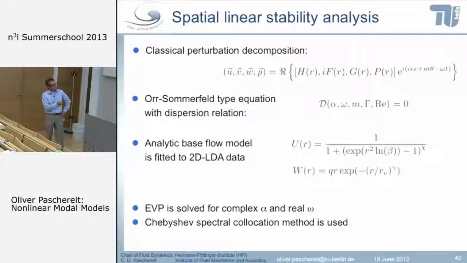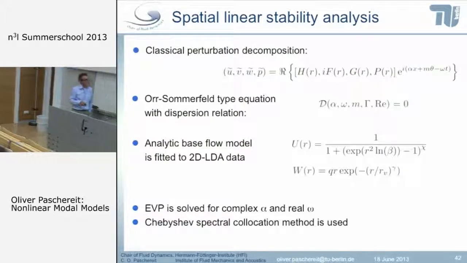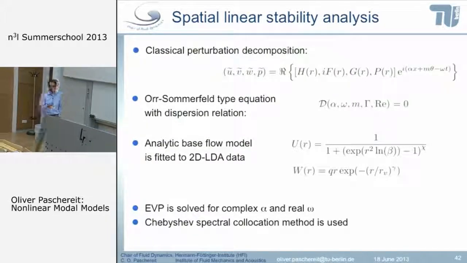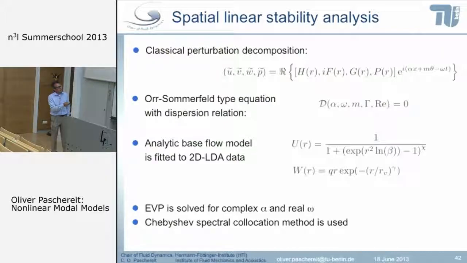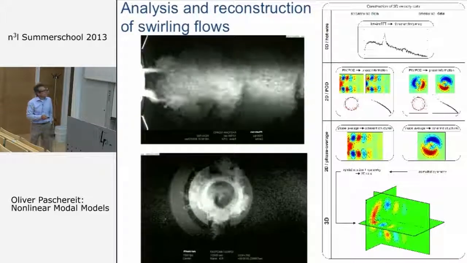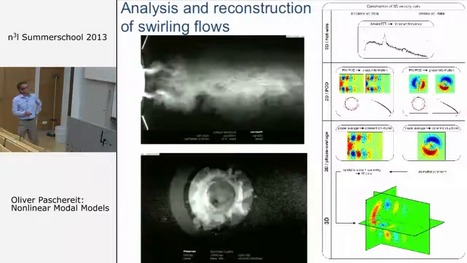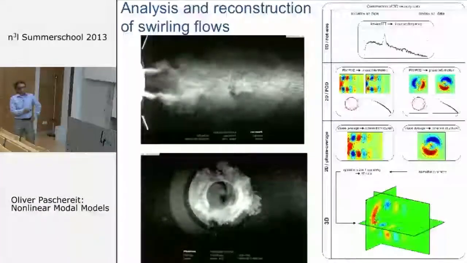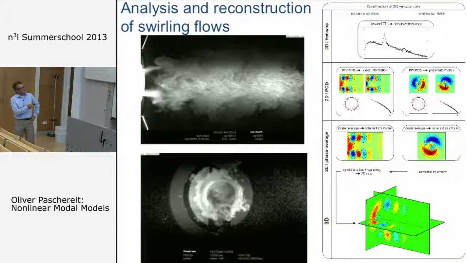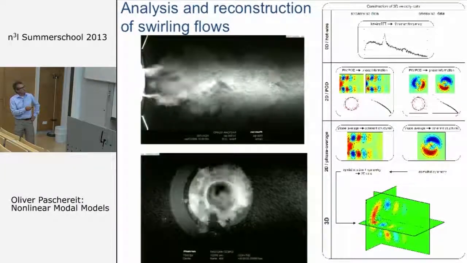And then you use generally a Sommerfeld type equation with a dispersion relation, and you solve this eigenvalue problem, this differential equation, for complex alpha and real omega. And this alpha then, the imaginary part of your alpha, gives you your growth rate. So this is the principle of this technique. And this again, we try to apply to this swirling jet here, emanating at a Reynolds number of 20,000.